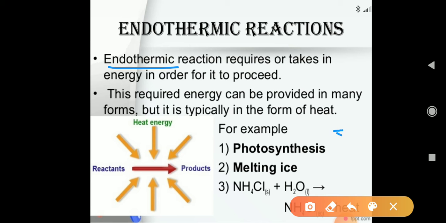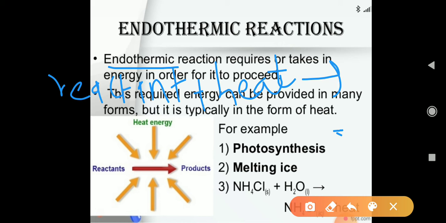As we see in exothermic reactions, heat is towards the product side. In an endothermic reaction, heat is towards the reactant side. So the general reaction for endothermic is: reactant plus heat gives product. And in exothermic, reactant gives product plus heat. Okay, so an example of this is the photosynthesis reaction.